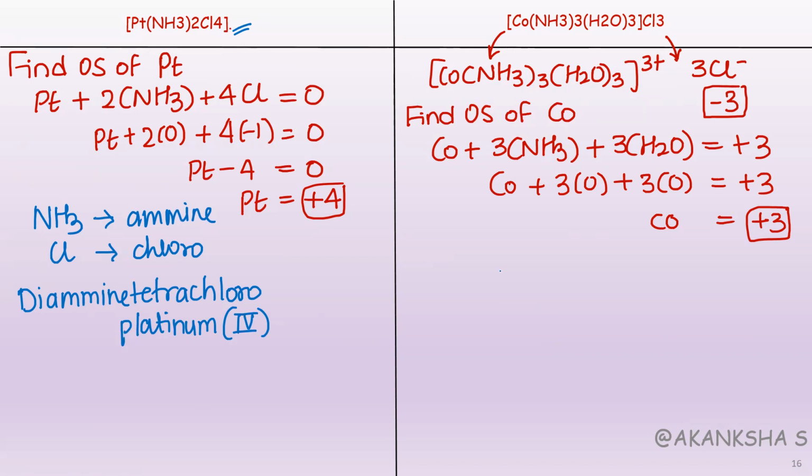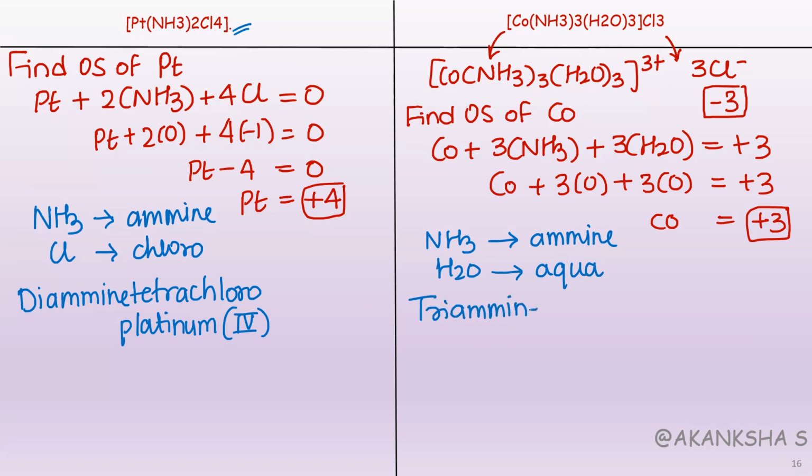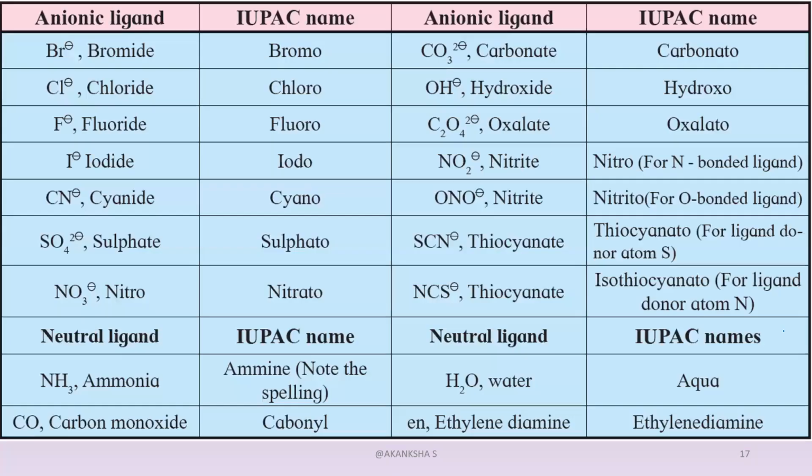Okay, next one. We have NH3. We have water, H2O. NH3 is amine. H2O is aqua. Amine comes before aqua. So we start with amine, triamine, triaqua. Okay, positively charged, no need to make it cobaltate. It remains as cobalt. Cobalt what? What is the oxidation state? 3. Cobalt 3 chloride. I hope by now your nomenclatures are pretty done.